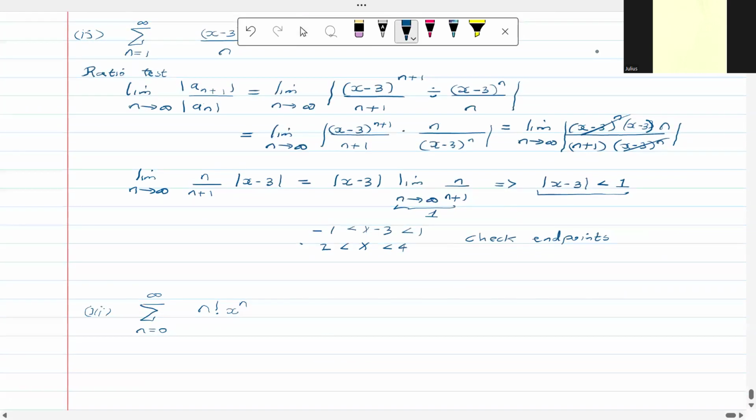So checking the endpoints, we start by checking 2. Checking is by substituting x with 2 in the original series. So limit as n tends to infinity. Now 2 minus 3. So put 2 minus 3. So in the series, let me do that part here.